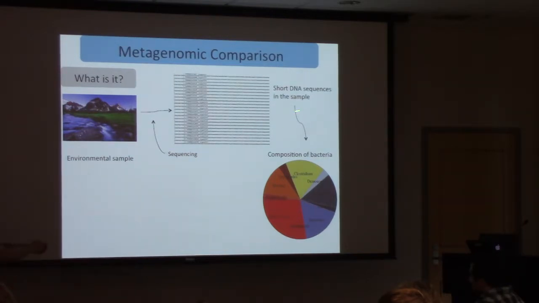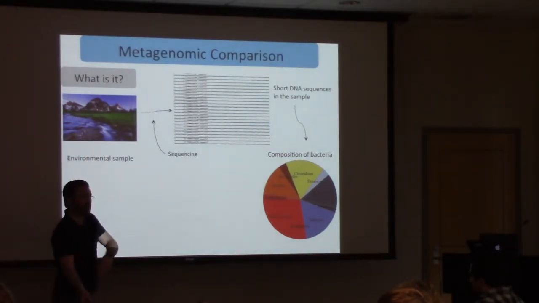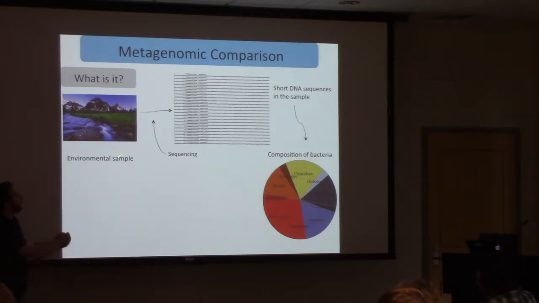Let's say that we get this all completely correct. Now, what happens if you take a different sample from maybe a different environment or a different time point, and you go through this process again, and you figure out which bacteria are there, and at what relative abundance? How do you compare those together? So how do you compare these metagenomic samples?